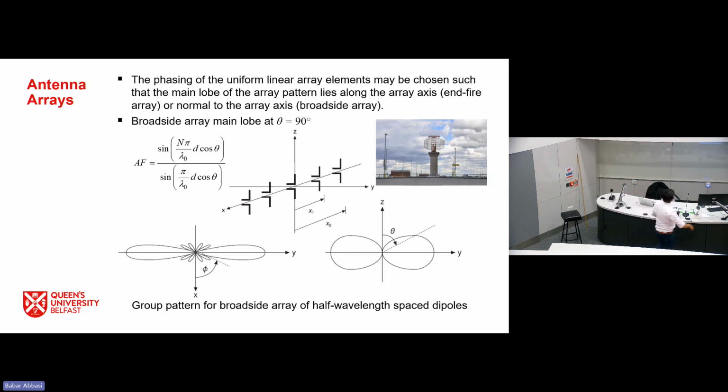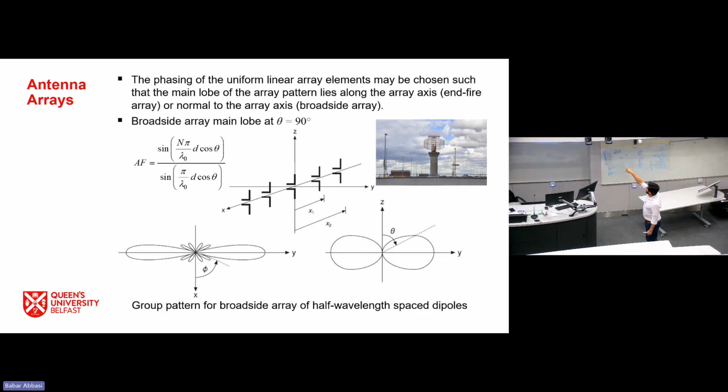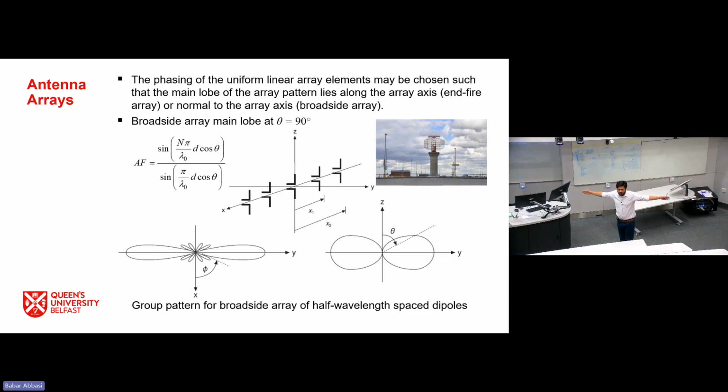But if I look from the front side or from the top side, then it will have multiple nulls and its directivity will be more, but there will be more nulls. So it can only cover this particular area.